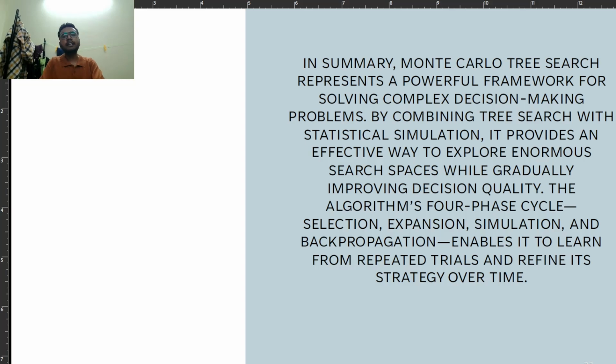If I have to give a summary of this entire presentation, Monte Carlo tree search represents a very powerful framework for solving complex decision-making problems. By combining tree search with statistical simulation, it provides an effective way to explore enormous search spaces while gradually improving decision quality. The algorithm's four-phase cycle, selection, expansion, simulation, and backpropagation, enables it to learn from repeated trials and refine its strategy over time.